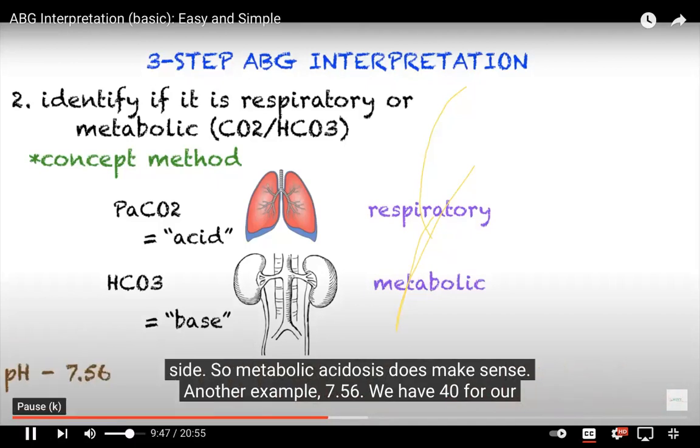So you can see how they use the concept method, meaning if I don't have enough base, I have to be acidotic. If I have too much base, I have to be alkalotic or alkaline or basic. If I have too much acid, of course, acidotic. If I don't have enough acid, I'm now alkalotic, right? And of course, if it's CO2, think respiratory, bicarb, think metabolic.